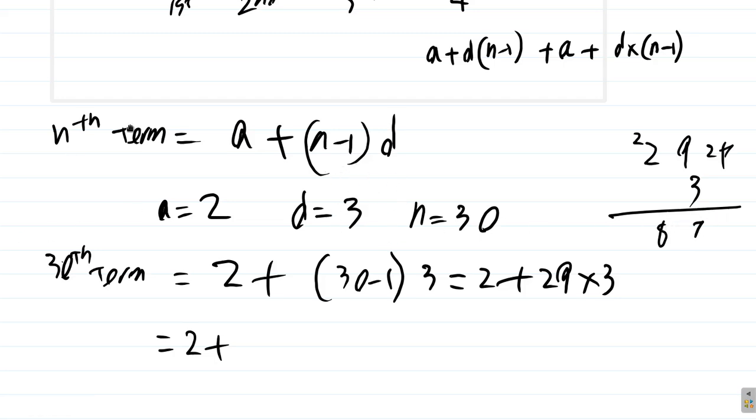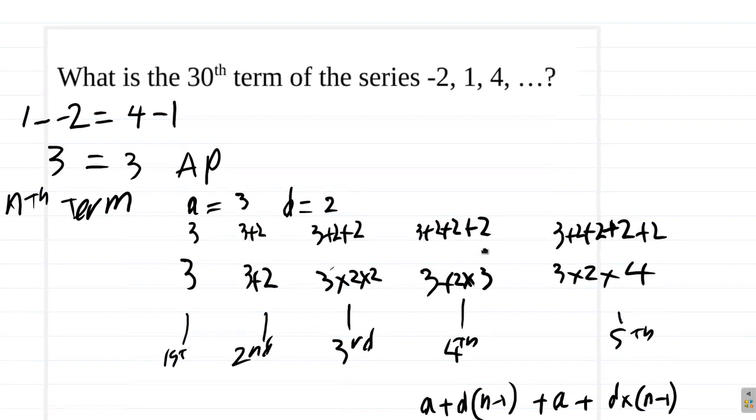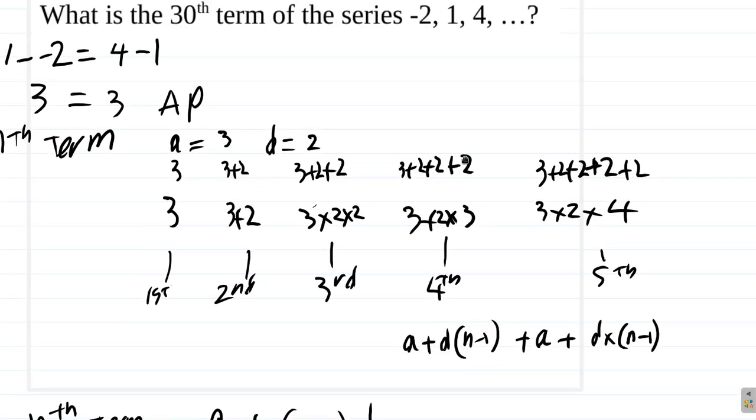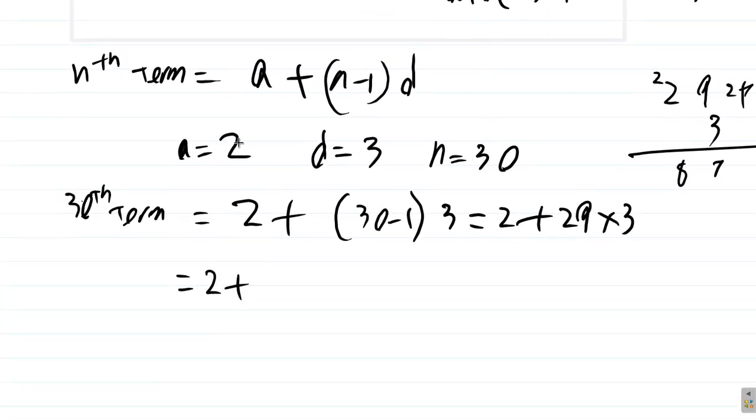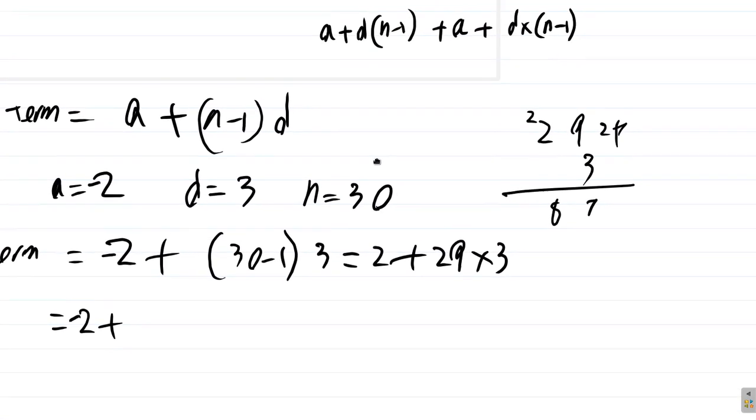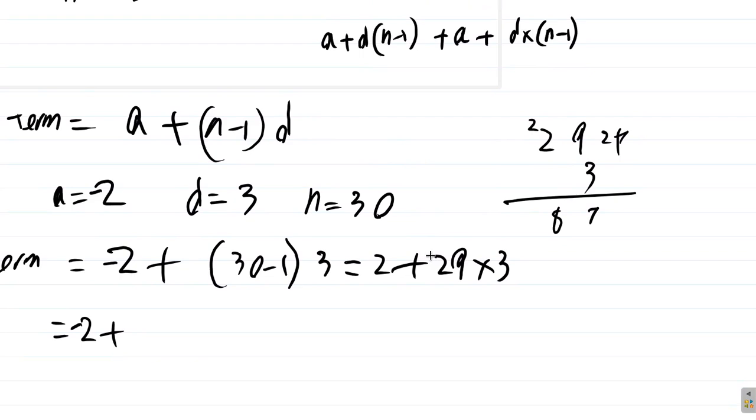Oh no, a is not 2, a is negative 2. Mistake, I just saw it. Good thing I scrolled down. A is negative 2. So it's negative 2 plus 29 by 3. 29 by 3 is 87. This gives you negative 2 plus 87, which is 85. So that's 85.